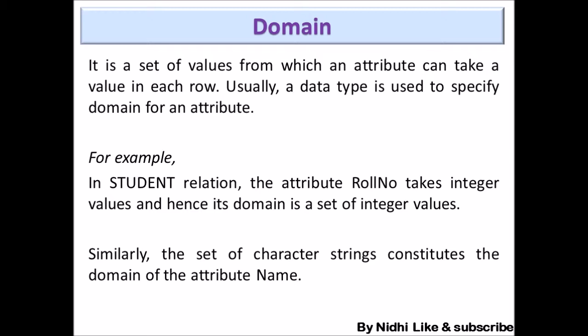Usually a data type is used to specify the domain for an attribute. For example, in the student relation, the student table that we have created, roll number takes integer value. So we can say its domain is the set of integers, all the positive and negative numbers, including zero. Similarly, the set of character strings constitutes the domain of the attribute name. That means name can be any alphabet or a collection of alphabets. So this is about the domain. I hope you understand it.